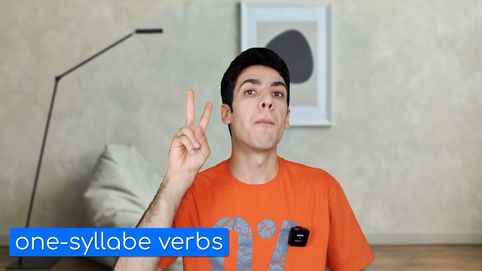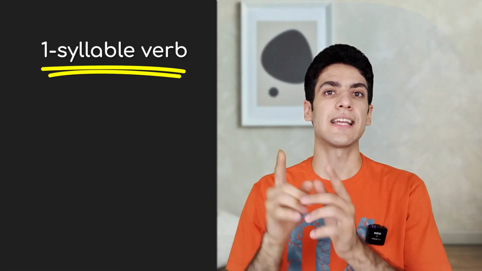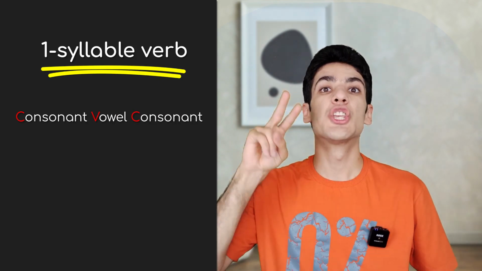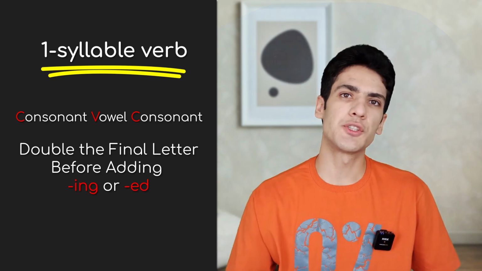First, let's classify verbs into two groups: one-syllable verbs and multi-syllable verbs. A one-syllable verb, as the name suggests, has only one syllable, such as eat, play, dance. If a one-syllable verb ends in a consonant, vowel, consonant pattern, then double the final letter before adding -ing or -ed to the verb. Here are a few examples.